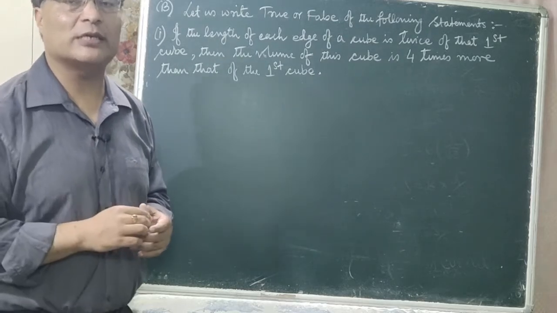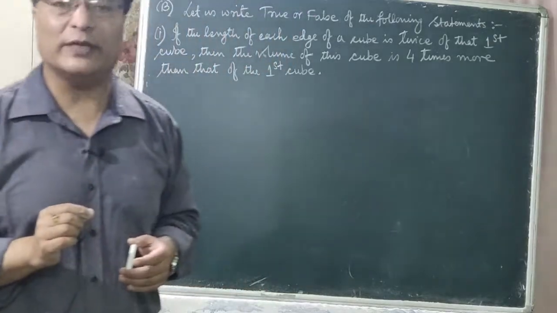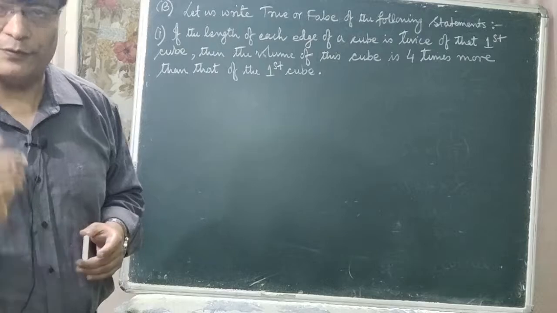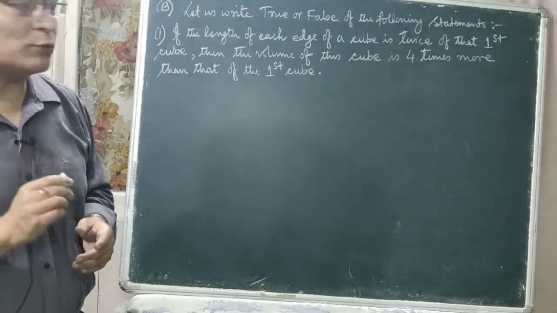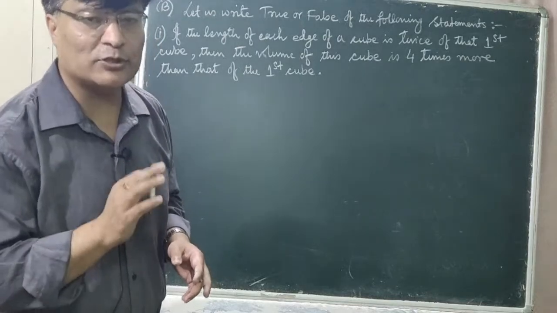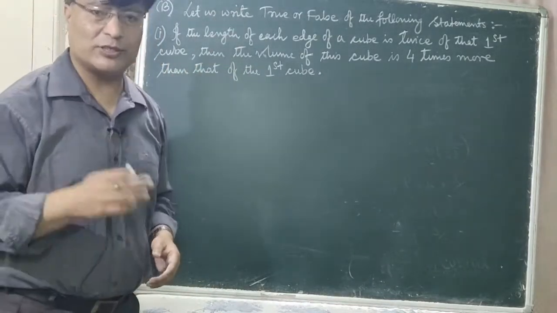So in the question it is given that the length of each edge of the second cube is twice the length of each edge of the first cube. That is your given. So you have to prove that the volume of the second cube is 4 times more than that of the first cube. You have to check it.